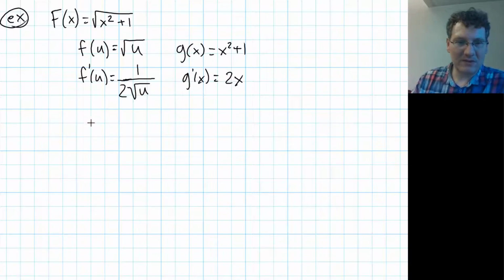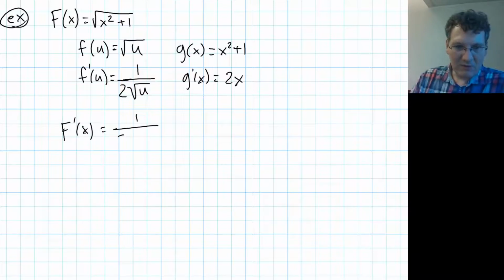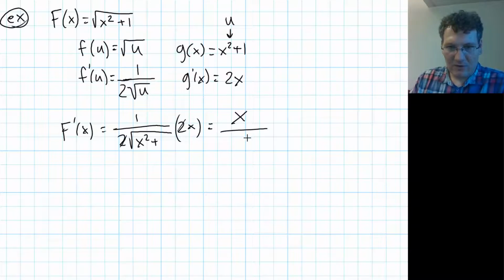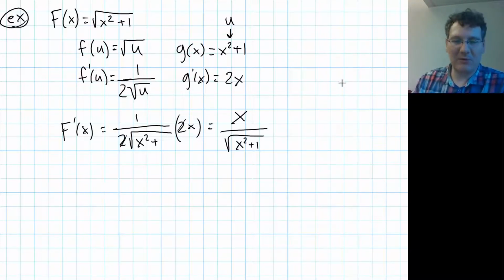Now, if I write this out, we're going to get f prime of x is going to be 1 over 2 square root of, not u, I'm going to replace u with this here. This is like my u, x squared plus 1, times 2x. So I probably would cancel the 2's and write this as x over square root of x squared plus 1. That's the way that I'll probably write this.